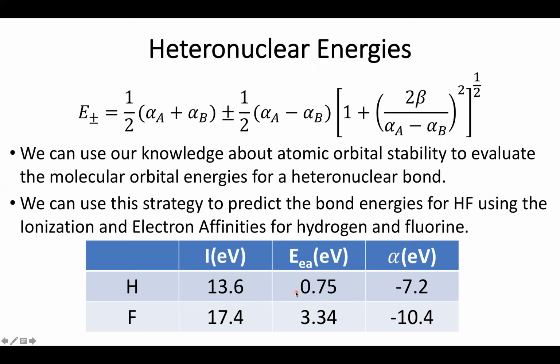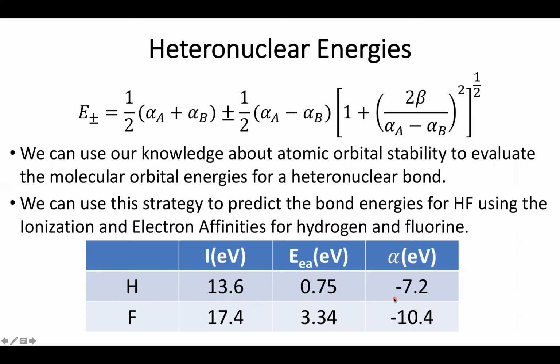But one of the things I do want to point out is that if we compare the individual values for ionization energy, electron affinity, and Coulombic integral for these two cases, you're going to find that hydrogen is much more readily able to lose an electron than fluorine, much less likely to want to gain an electron than fluorine, and this results in a much higher atomic orbital energy by over 3 eV.